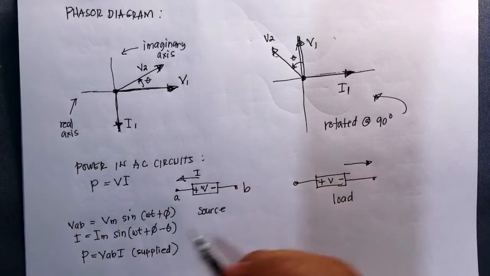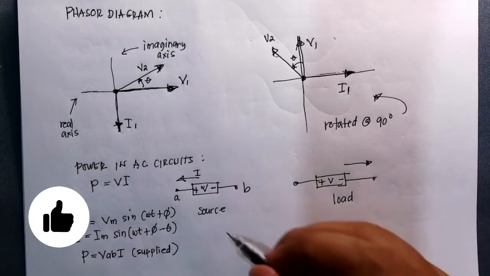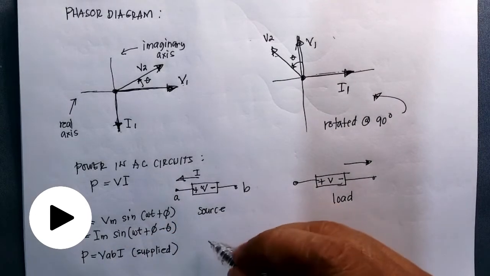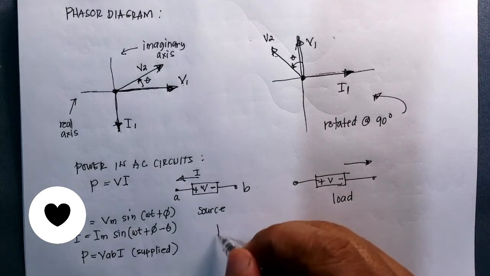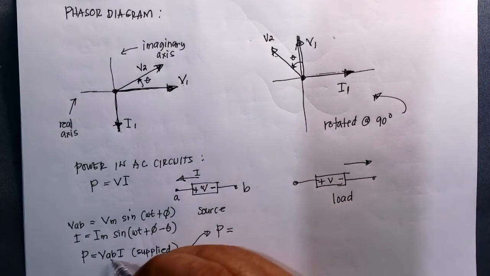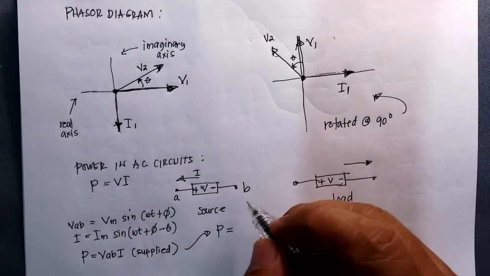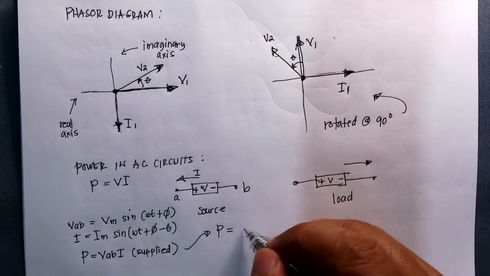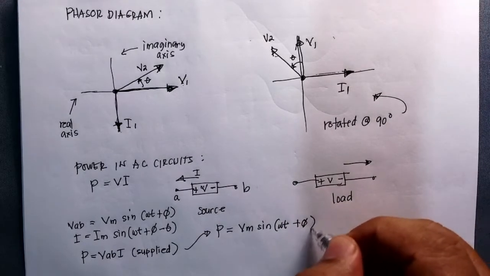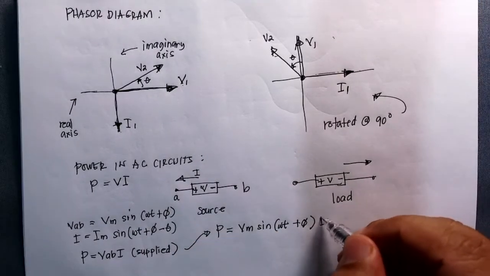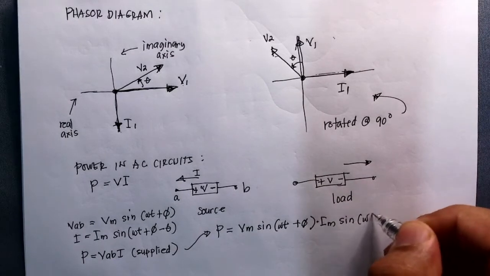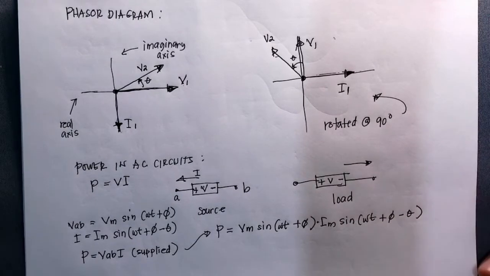Now, knowing that our V sub AB has this value of Vm sine omega t plus phi, our power from this multiplication of voltage and current is V sub M sine omega t plus phi, and the current multiplied to the voltage, which is Im sine omega t plus phi minus theta.